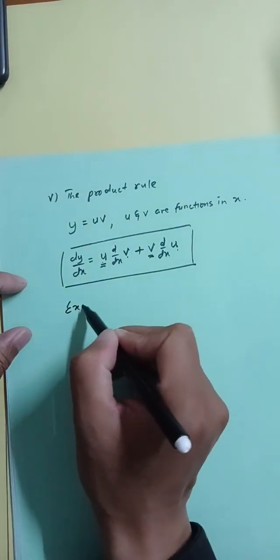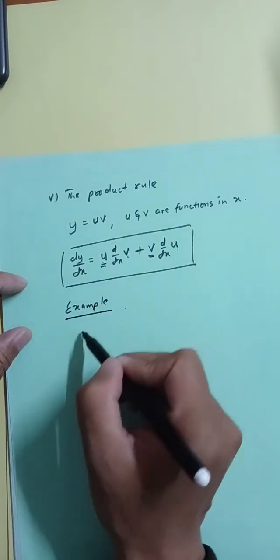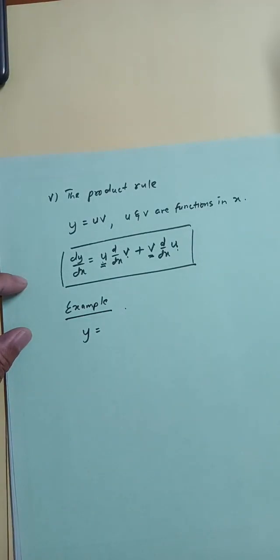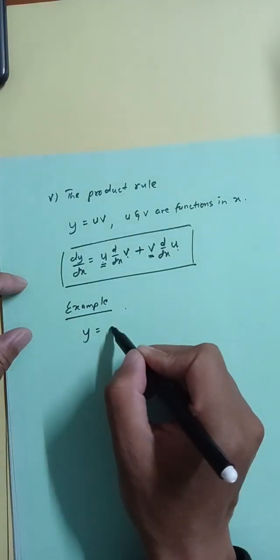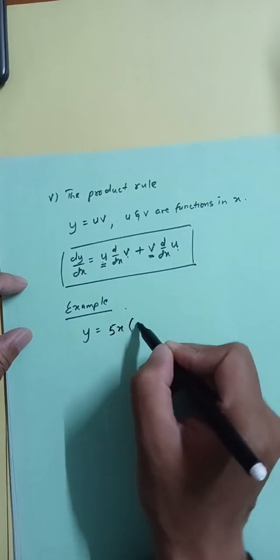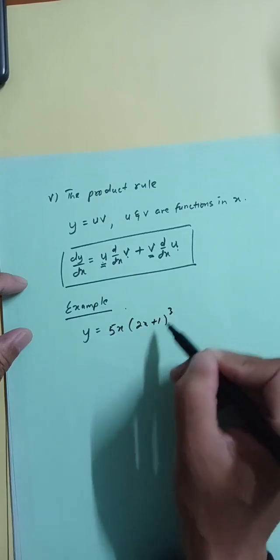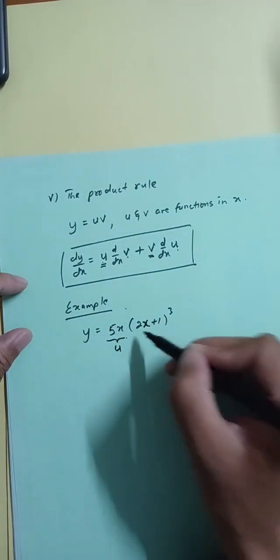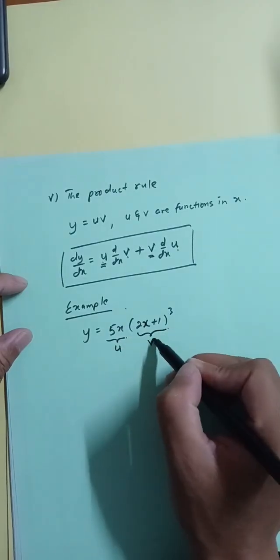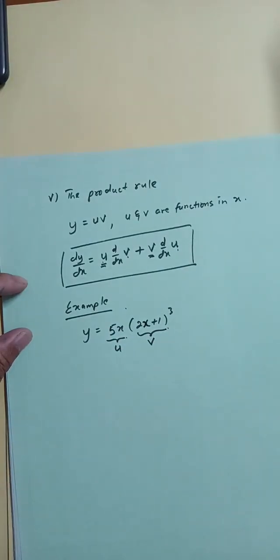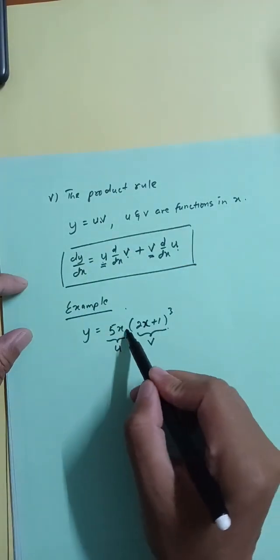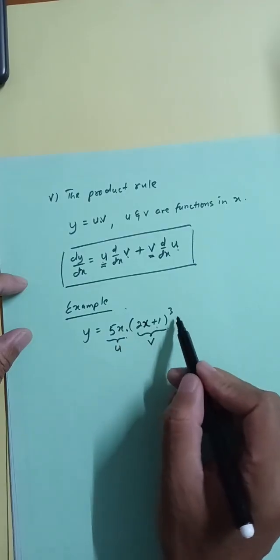Now an example of the product rule. Suppose y is equal to 5x times (2x plus 1) whole raised to 3. So u is 5x. What is our v? v is (2x plus 1) whole raised to 3. Here, 5x is being multiplied by (2x plus 1) whole raised to 3.